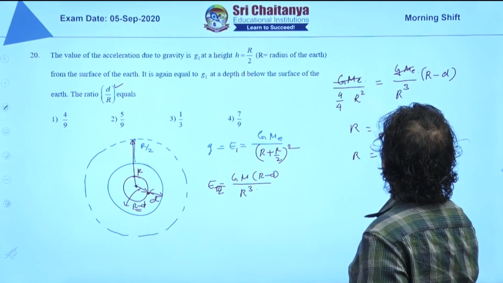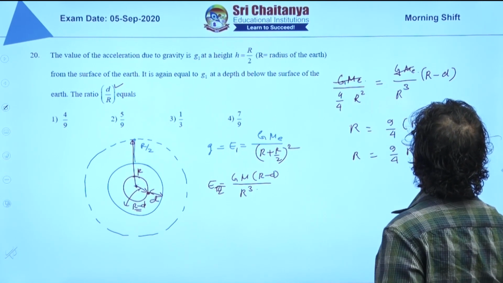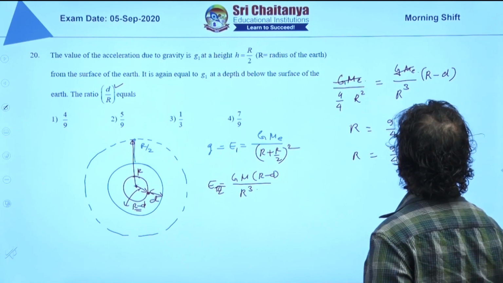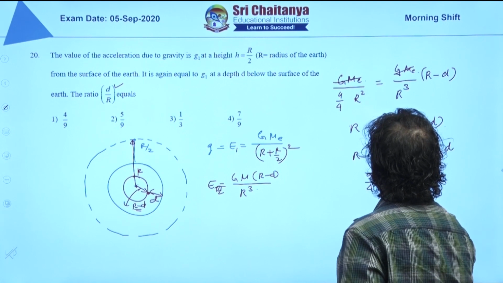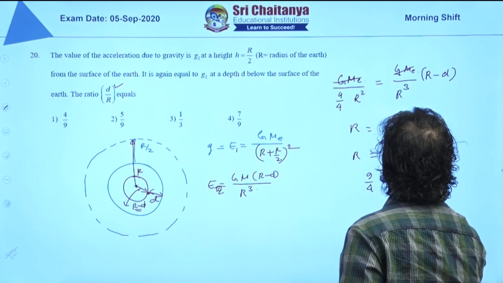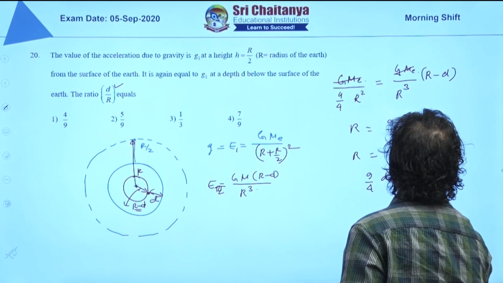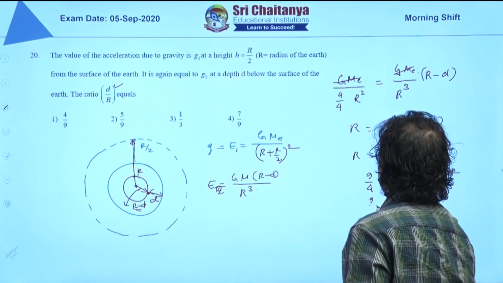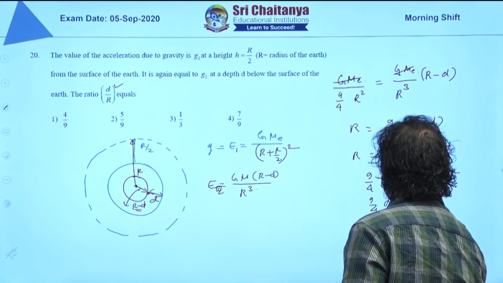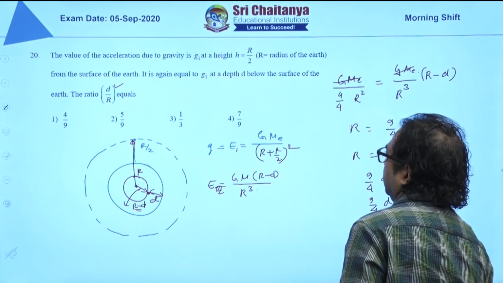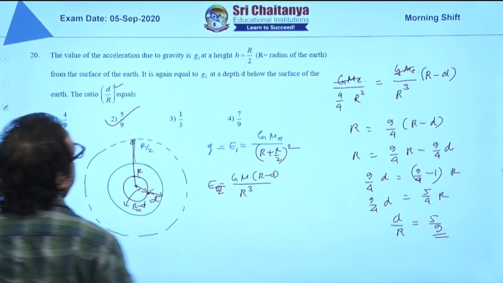So, R can be 9 by 4 R minus 9 by 4 d. So, 9 by 4 d equal to (9 by 4 minus 1) into R. So, that is 5 by 4 R. So, that is 9 by 4 d. So, we want d upon R. So, d upon R is nothing but 5 by 9. So, we are getting option 2.